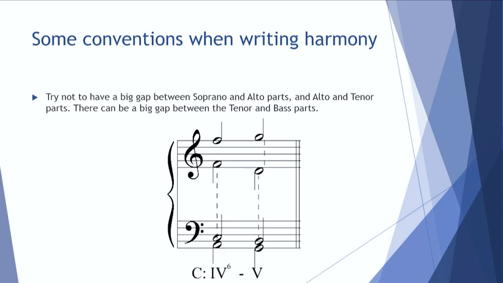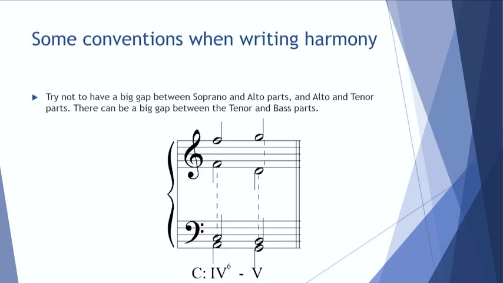Then we're trying not to have big gaps between the soprano and the alto parts and the alto and the tenor parts. So let's have a look, for example, at this example on the screen. You'll see we're in C major, and we've got chord 4, 6 going to chord 5. That is an imperfect cadence. Now, if you look at the first chord, chord 4, 6, you'll see that the tenor voice is very low in the bass clef, and there's a big gap between it and the alto F. There's more than an octave gap there. We are always trying to avoid such big gaps between the tenor and the alto.